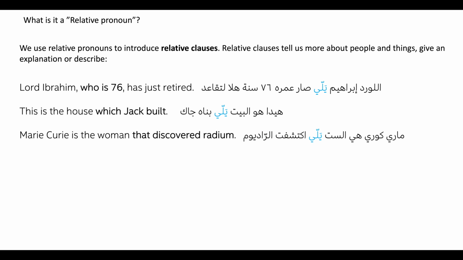So what do we mean by these relative pronouns? As you see, in English they change from one to another: from which, whom, whose, that. But in Arabic it's just يلي يلي يلي, meaning it never changes. Let me read these sentences again for you. Lord Ibrahim يلي صار عمره 76 سنة هلا لتقاعد. And هيدا هو البيت يلي بنى جاك. Marie Curie هي الست, meaning the woman, the lady, يلي اكتشفت الراديوم, the radium.